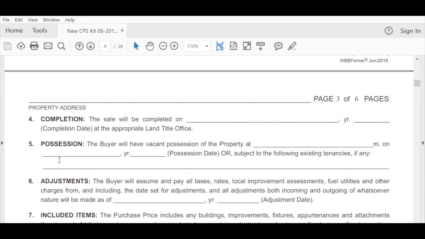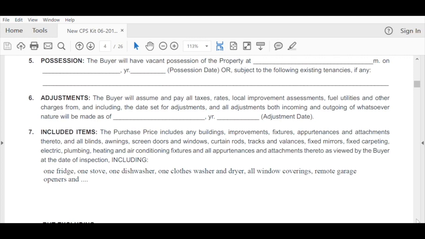If you have more information, you can attach an addendum to give more details for the tenancy, or otherwise leave it blank and that will indicate this is a vacant possession on the subject property. Adjustment day is the same day as the possession day.